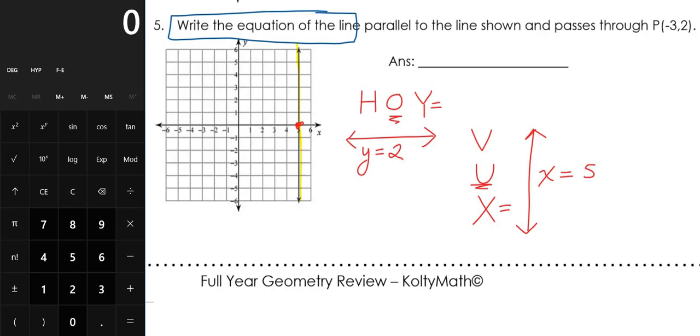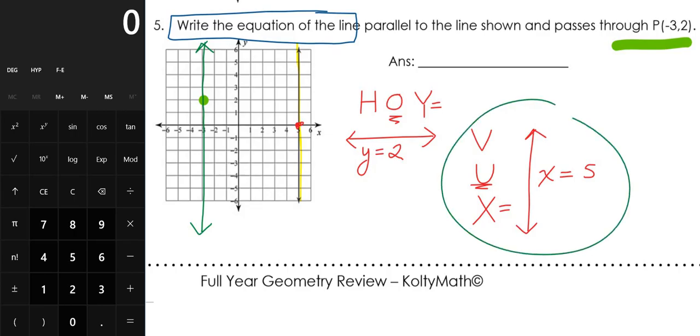It's going to go vertically up and down, but it has to pass through -3, 2. So I'm going to go to -3, 2. I'm going to plot the point. Here's my point. And now what I want to do is I want to make something vertical that's going to be parallel to that original line. So vertical passing through this point. Here we go. Here's my vertical line. Now, since it's a vertical line, according to Vox, it should be an x equals line. X equals wherever it crosses that x-axis. Since it crosses right here at -3, we're going to call this an x equals -3 line.